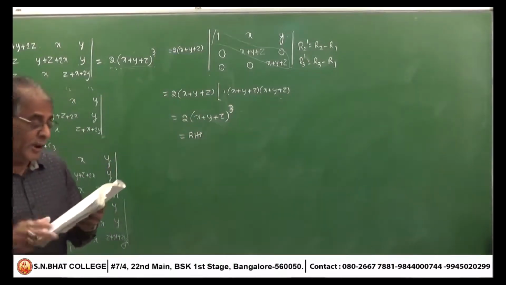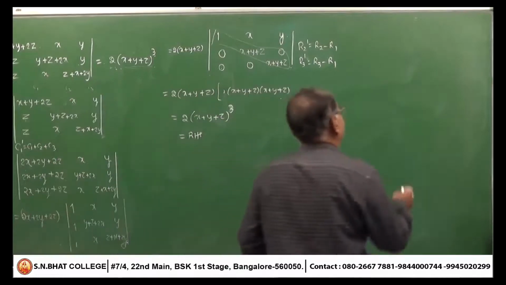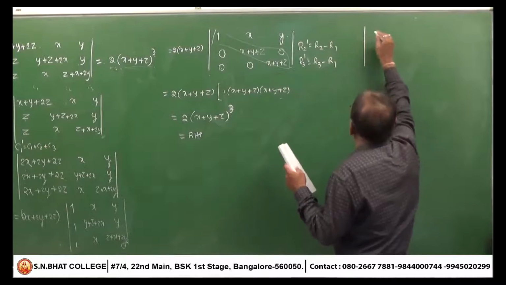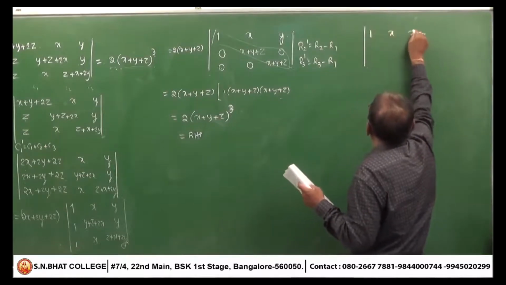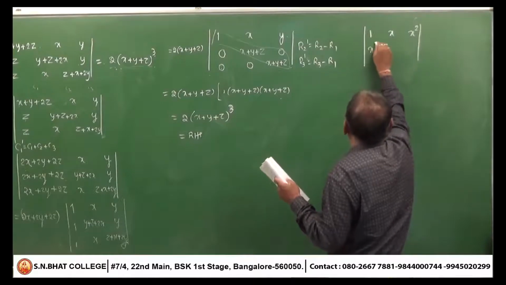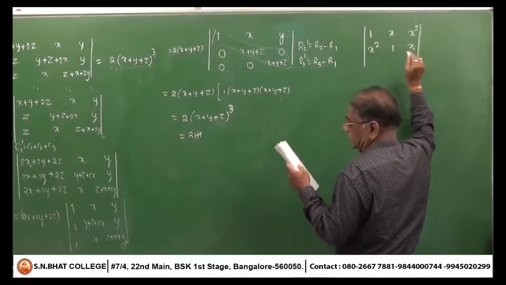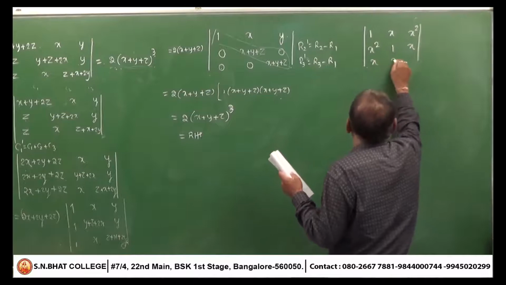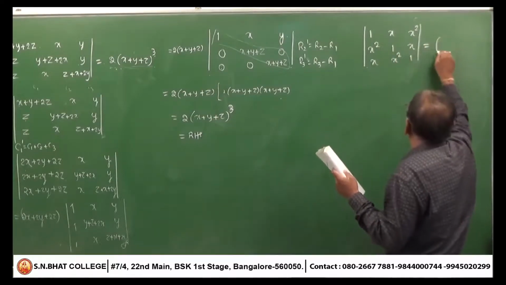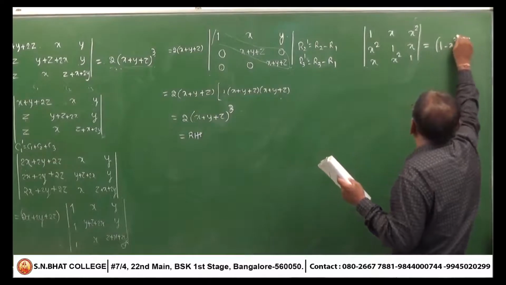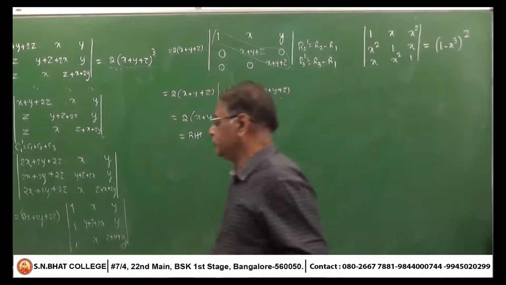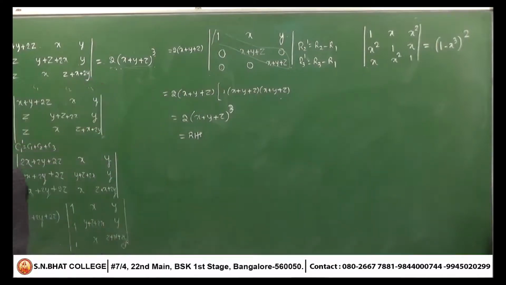Next question is, prove that the determinant of 1 x square, 1 x, square 1 is equal to 1 minus x cube whole square. Carefully write the right hand side: 1 minus x cube whole square.